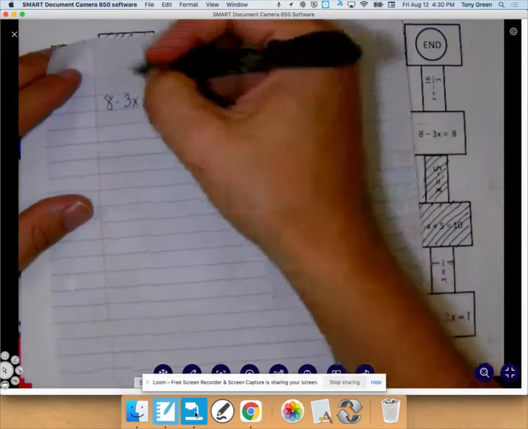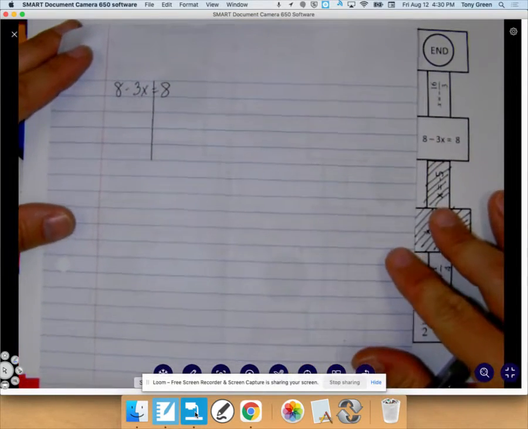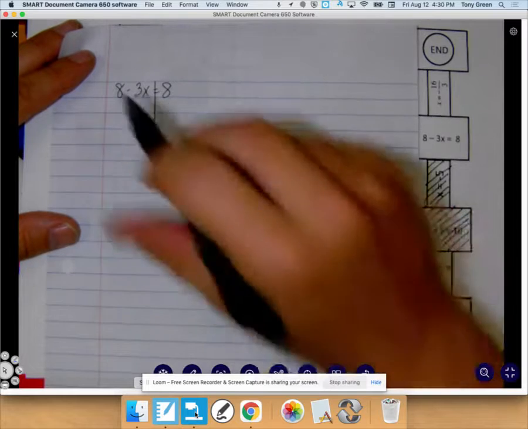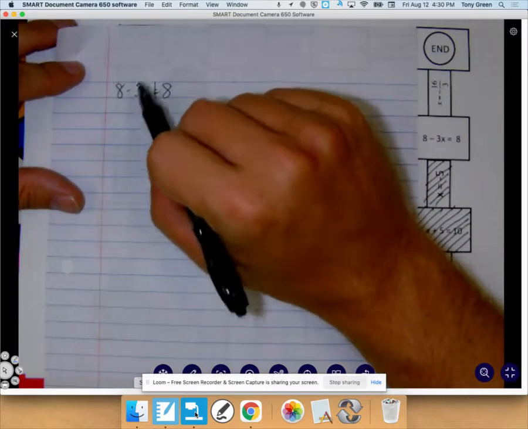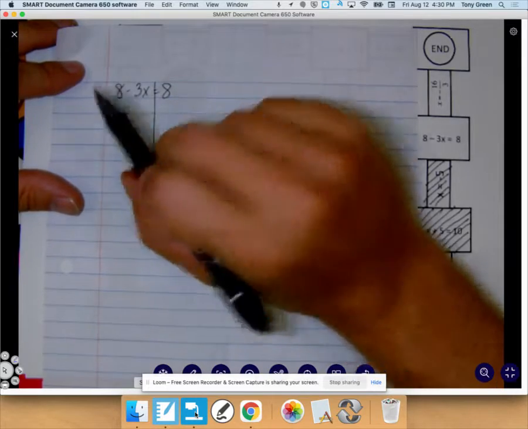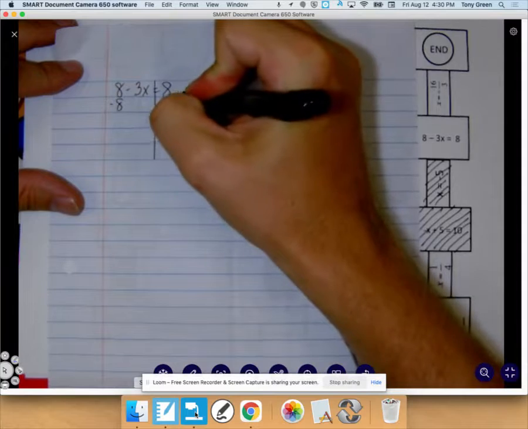Okay, draw our line. And same thing. We want to get x by itself. This is grouped together, so we'll get rid of the positive 8. The opposite of a positive 8 is -8, and we want to do that to both sides.